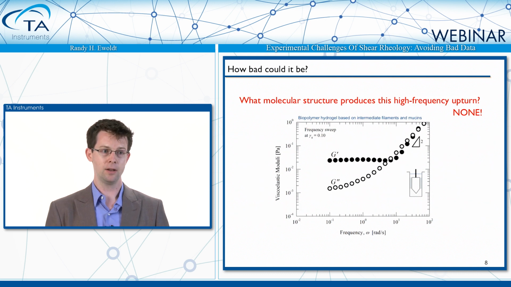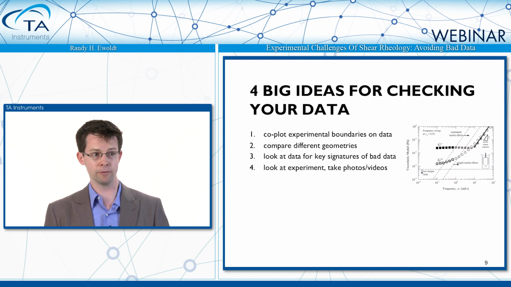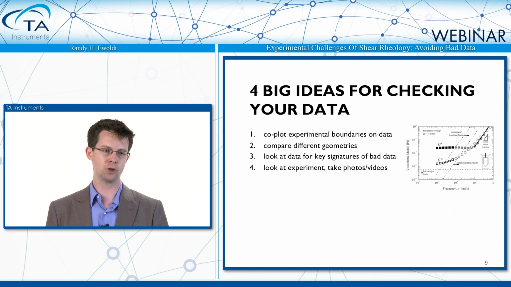So here's a sneak peek at the 4 big ideas for checking the data. The first thing, as I've hinted at, is that you can co-plot boundaries on top of your data. A quick example is shown on the right. This is the same data as on the previous slide. There are 3 dotted lines that you see, and I'll give you equations for making those plots to identify different limits. Here you see the very bottom horizontal line identifies the minimum torque limit of the rotational rheometer used.